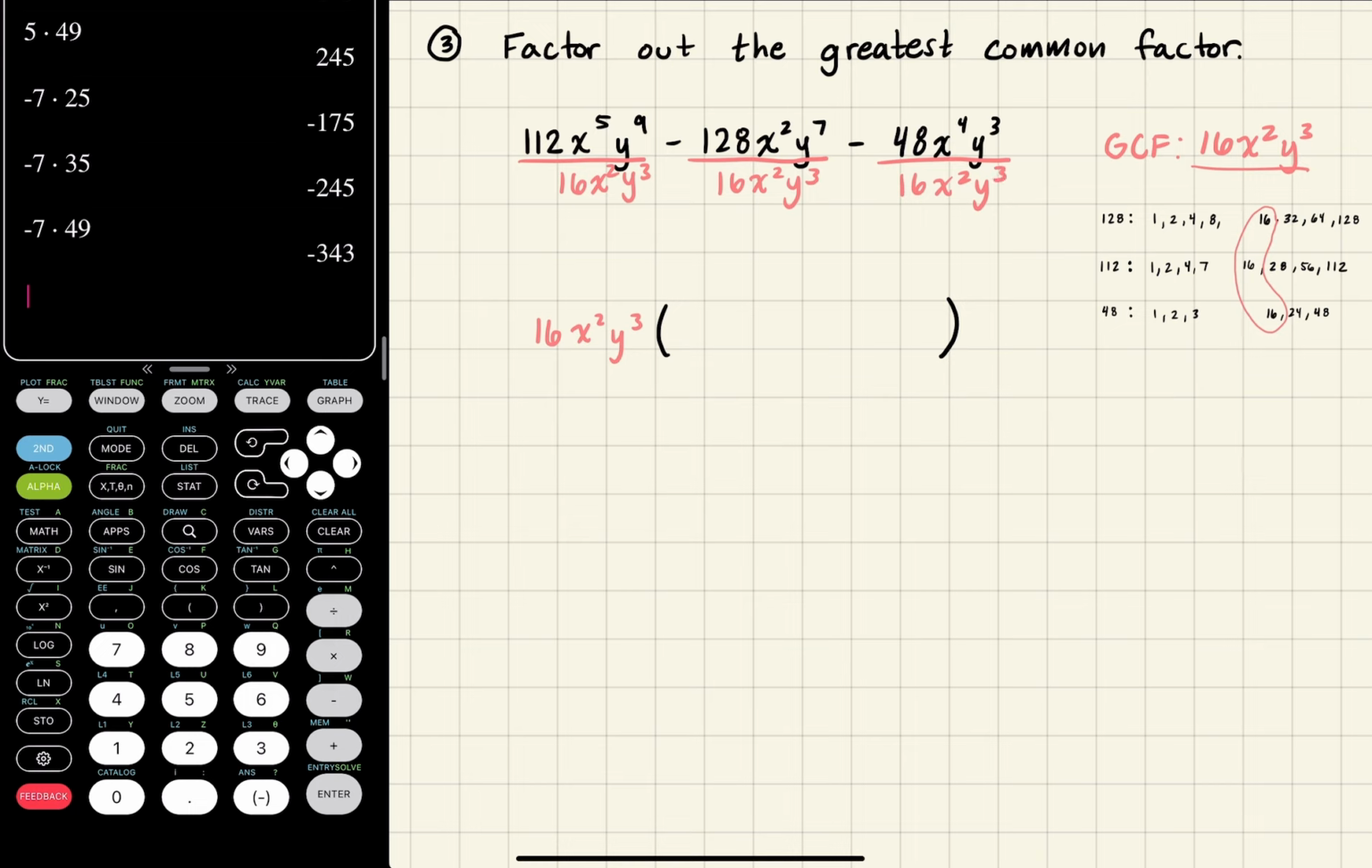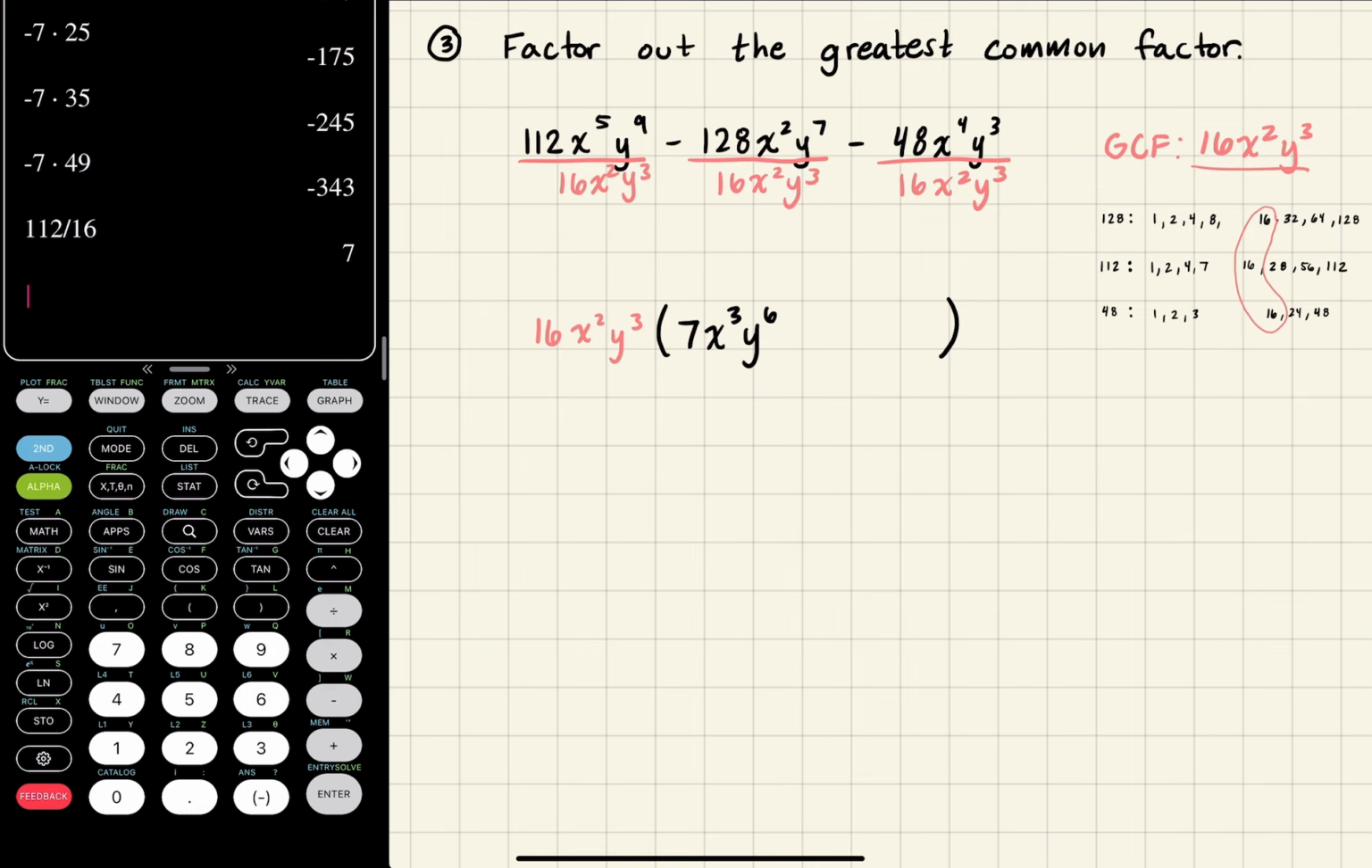Okay. Well, looking at this, 112 divided by 16, that's 7. And remember, by the quotient rule, we subtract the exponents. So 5 minus 2 is 3, so we'll have an x cubed. And 9 minus 3 is 6. So we'll have a y to the 6th.